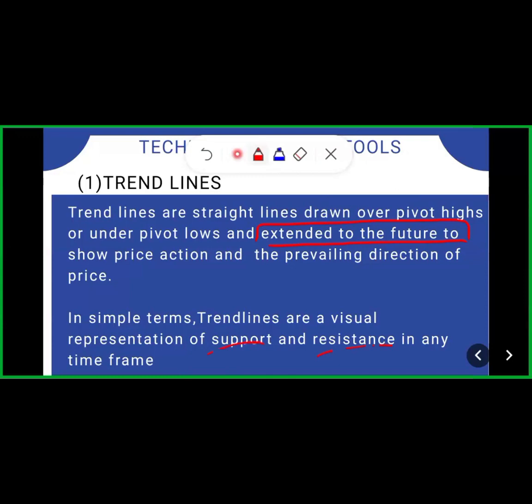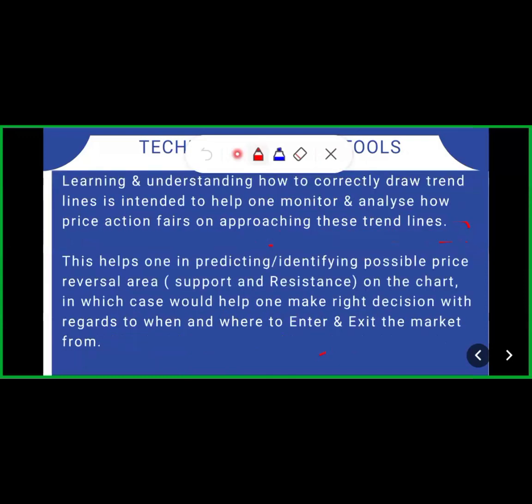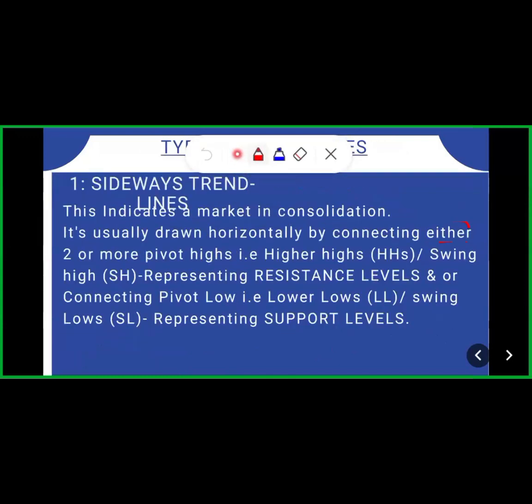And the first we're going to look at is what we call the sideways trend line. Sideways trend line basically is a trend line you draw horizontally, the one we commonly know, as we establish our support and resistance. You get that?